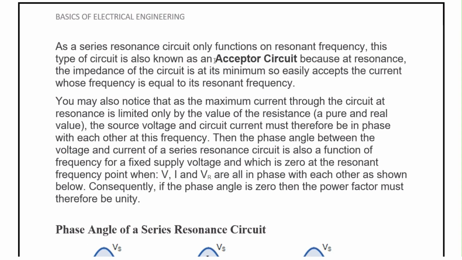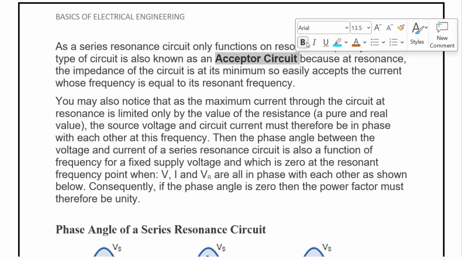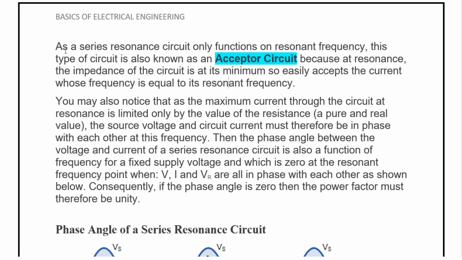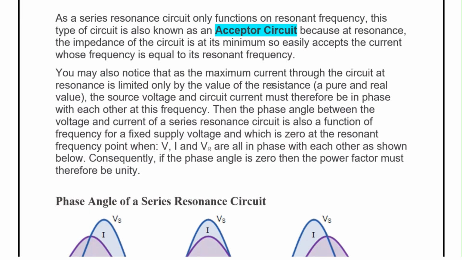This circuit is also called acceptor circuit. Now, why is it called acceptor circuit? As the series resonant circuit only functions on the resonant frequency, this type of circuit is also known as acceptor circuit, because at resonance the impedance of the circuit is at minimum, so it easily accepts the current whose frequency is equal to the resonant frequency.